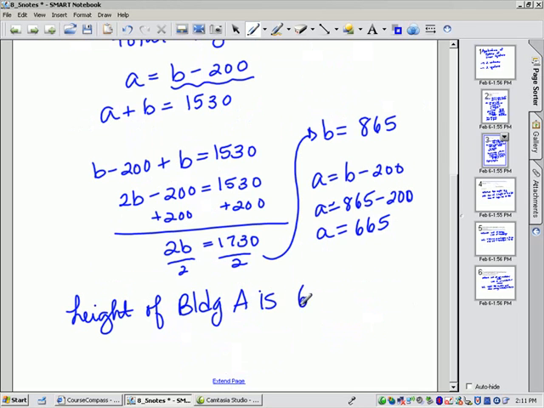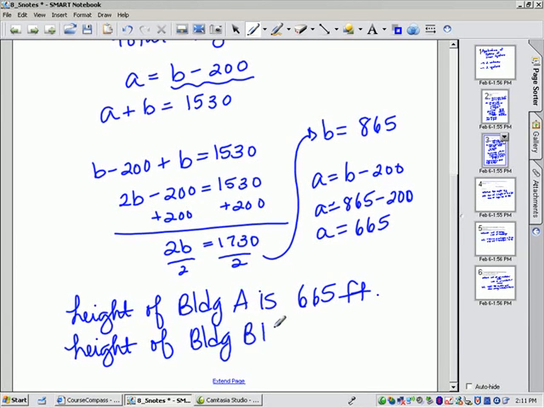So that tells us that the height of building A is 665 feet, and the height of building B is 865 feet. Okay, and we can check the total of those together would be 1,530.